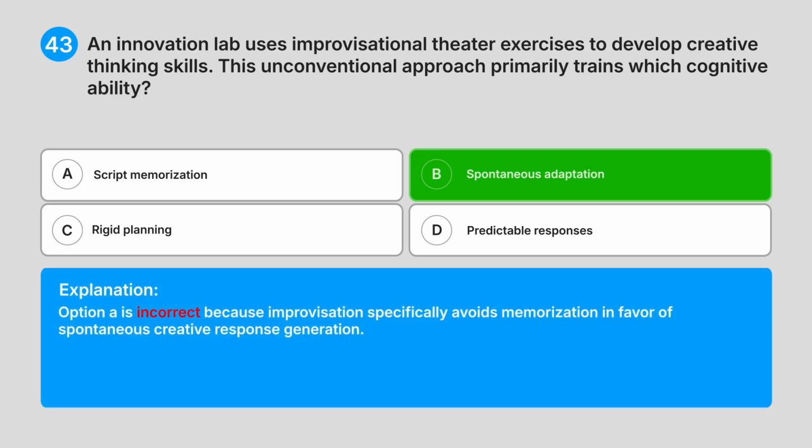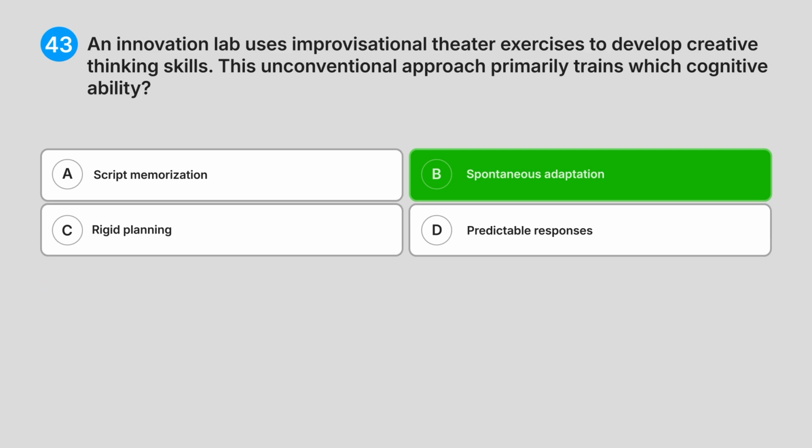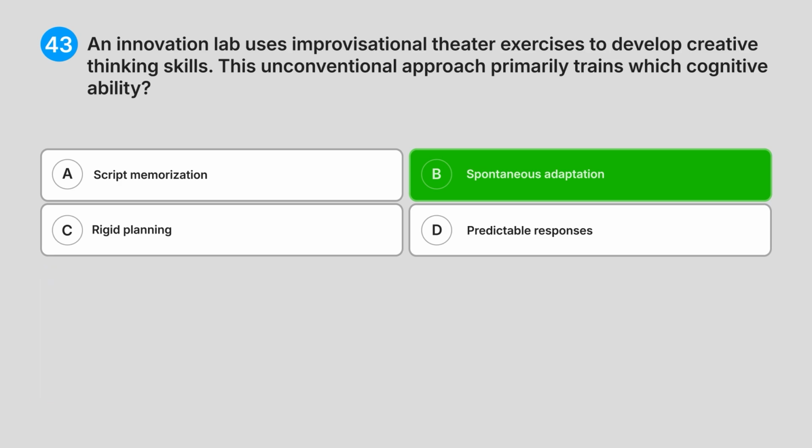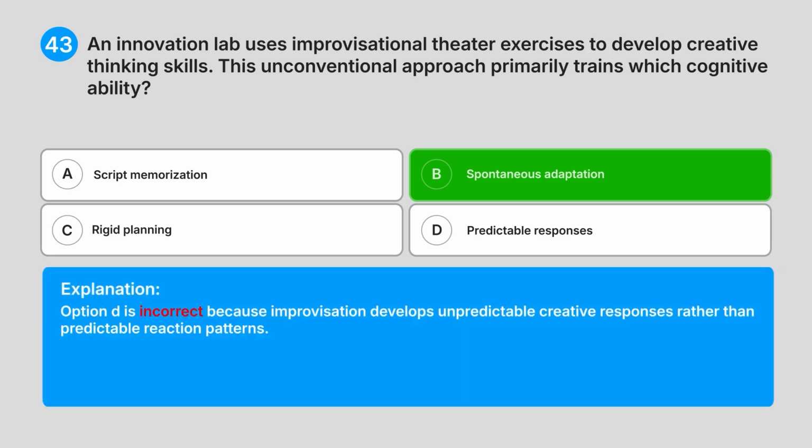Option A is incorrect because improvisation specifically avoids memorization in favor of spontaneous creative response generation. Option C is incorrect because improv trains flexibility and adaptation, the opposite of a rigid planning mindset. Option D is incorrect because improvisation develops unpredictable creative responses rather than predictable reaction patterns.